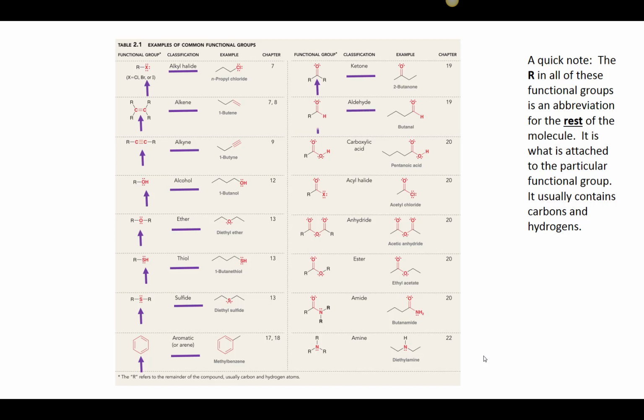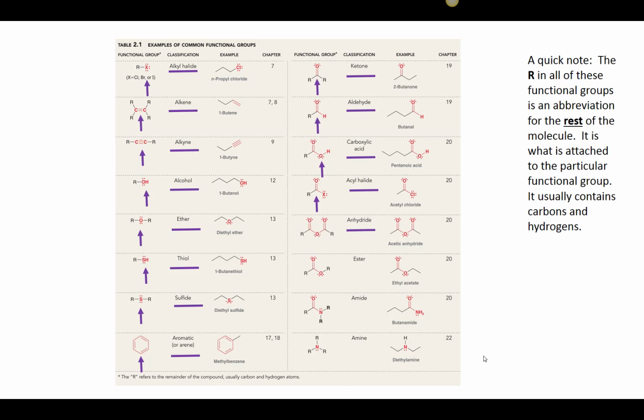Similar is an aldehyde. The big difference between an aldehyde and a ketone is that rather than being attached to another carbon, there is a hydrogen on the end. Another common one is a carboxylic acid. Again, there's an oxygen double bond, and then there's an OH. So this can sometimes be confused with an alcohol because we see the OH, but if we have the double bond oxygen attached to the OH, that is a carboxylic acid. An acyl halide is similar to an aldehyde, except we have a halogen attached instead of a hydrogen.